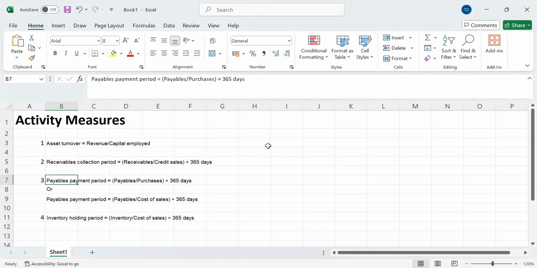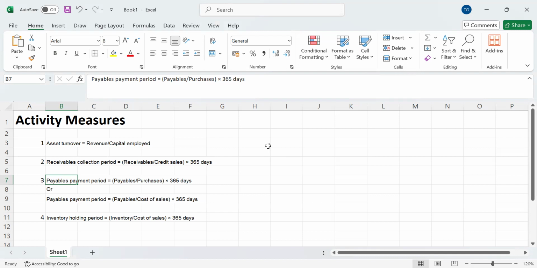have taken on credit. Let's suppose you are manufacturing water bottles, so plastic is your raw material. Plastic you have taken from one of your suppliers on credit. The time that you are taking to pay your suppliers is what the payables payment period means.